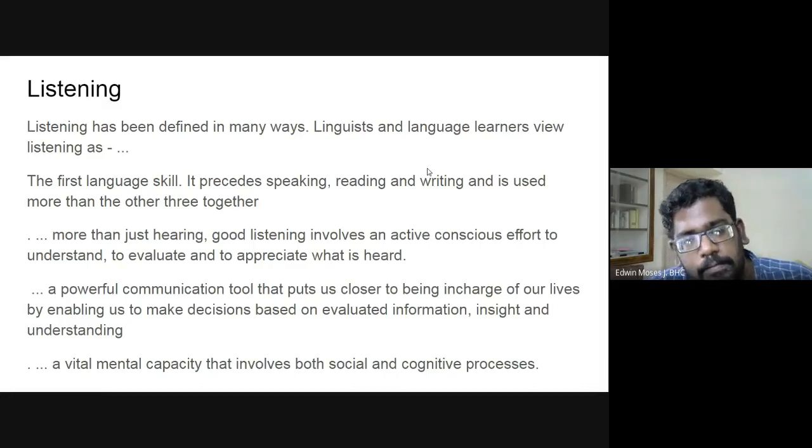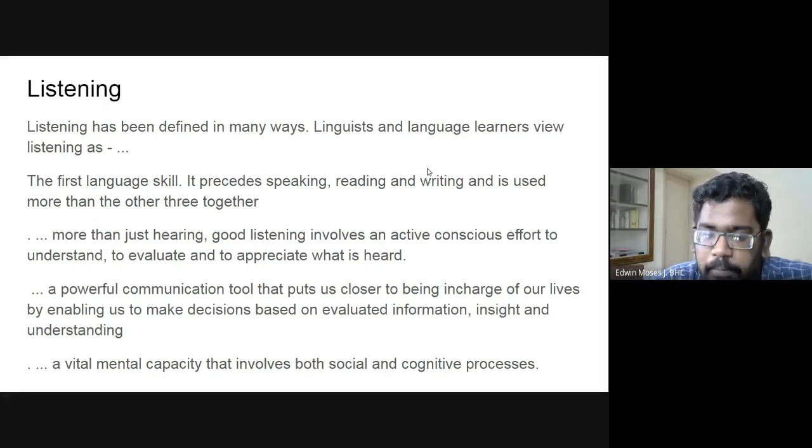You won't process those words or what the speaker, the sender, is saying. You won't receive it, right? If you want to listen, you have to make a conscious effort. Hearing is different, listening is different. It is a powerful communication tool that puts us closer to being in charge of our lives by enabling us to make decisions based on evaluated information, insight and understanding. So it is a vital mental capacity that involves social and cognitive processes.